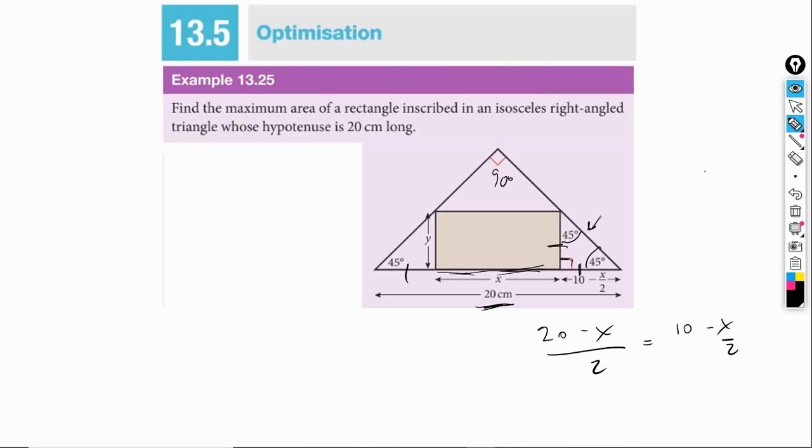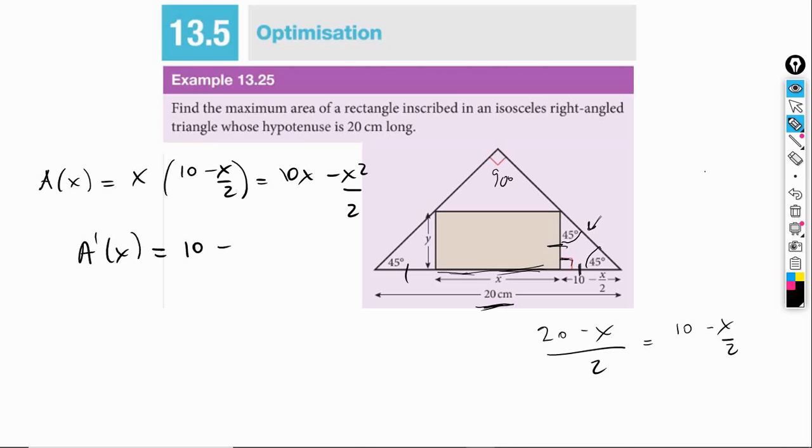So the area of the rectangle in terms of x would simply be x times 10 minus x halves, and this is going to be 10x minus x squared over 2. Then all we have to do is find the derivative and set it equal to 0, right? So the derivative of A would simply be 10 minus x, as you can see. Set this equal to 0, and x would be 10. So theoretically, this would be the maximum.